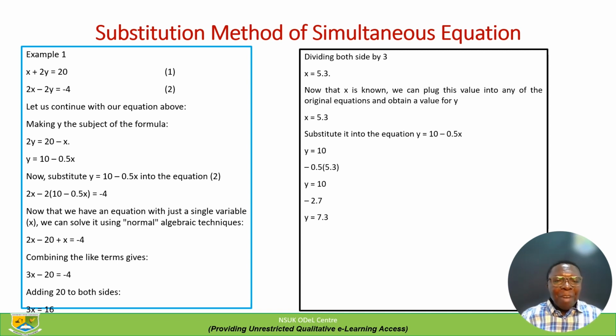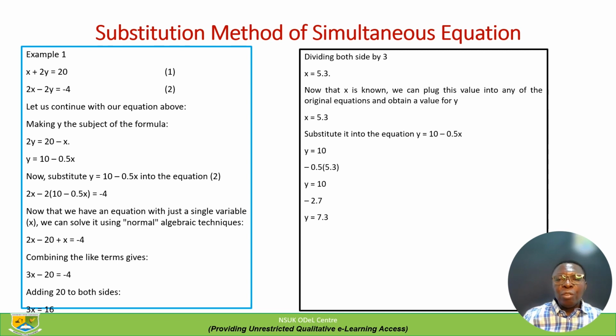Now that we have an equation with just a single variable, x, we can solve it using normal algebraic techniques, which is 2x minus 20 plus x is equal to minus 4. Combining the like terms gives 3x minus 20, which is equal to minus 4. Adding 20 to both sides, you will have 3x equals 16. So you divide both sides by 3, you will have x is equal to 5.3.